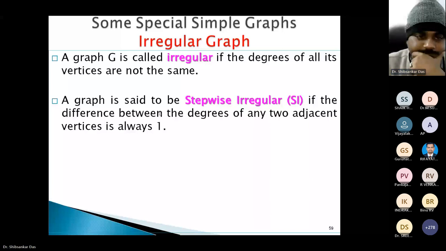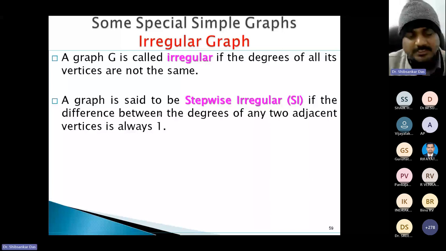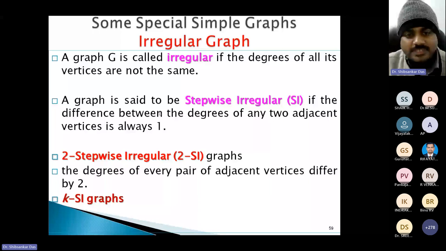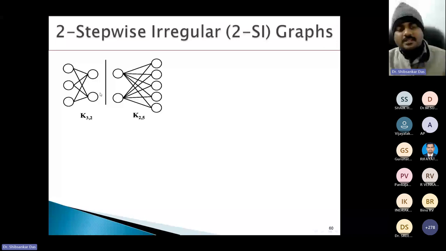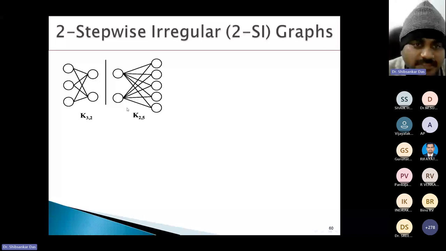From there, we have recently proposed the idea of the two-stepwise irregular graph, and we can generalize it into a KSI graph. Look at the degree of these vertices: 3, and the degree of these vertices is 2. The difference between these degrees is nothing but 1. This is a 1 SI graph.